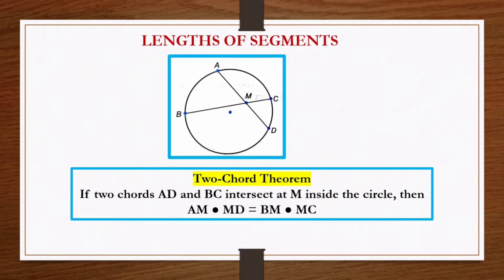The two-chord theorem states that if two chords AD and BC intersect at M inside the circle, then AM, the measure of AM multiplied by the measure of MD, is equal to the length of segment BM multiplied by the length of MC. So again, remember this theorem and this formula.